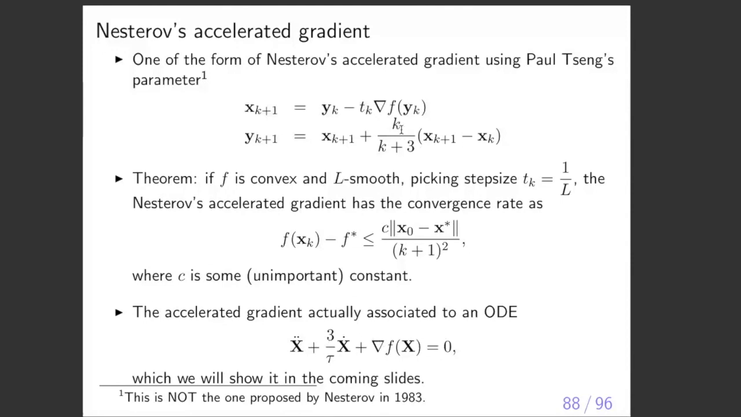And notice that this beta is not the one proposed by Nesterov in 1983, because the 1983 method is a bunch of alpha beta with crazy formula. But we choose this just because this is simple. That's it. Because if you pick the alpha beta with the formula, then the ODE becomes very ugly.